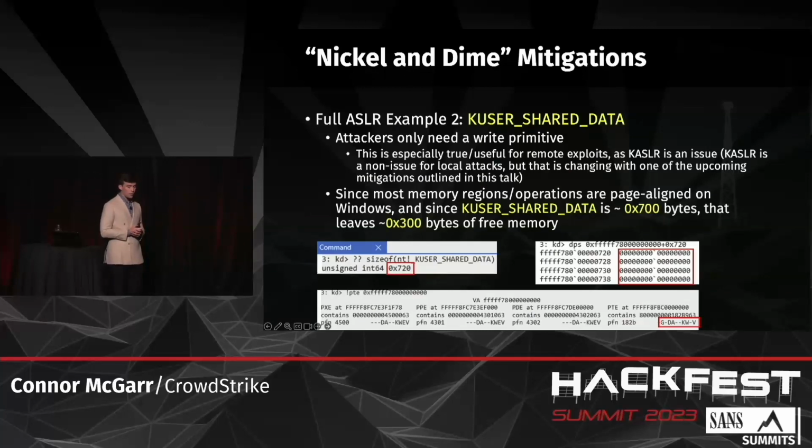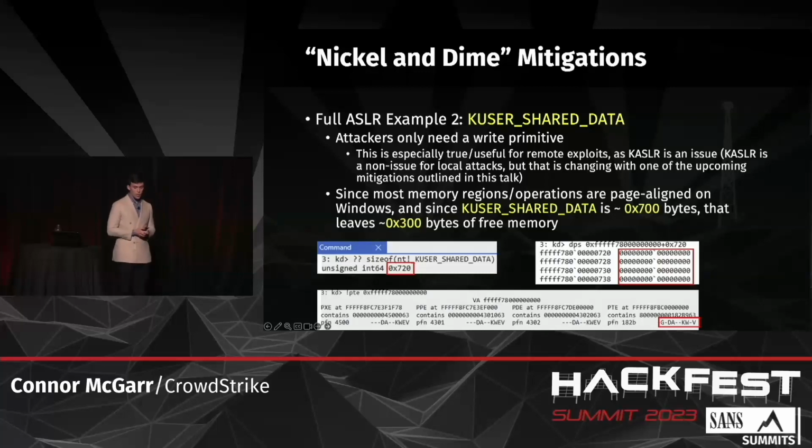So let's think about this from the perspective of a remote attacker. A remote attacker is somehow able to write into kernel memory, but you're a remote attacker. You don't have native code execution on the machine, so you don't know the layout of memory. Well, if you need a place to store your shellcode, KUSER_SHARED_DATA is a wonderful place to do that. It's writable, and most memory operations on Windows are page aligned. So in this case, the KUSER_SHARED_DATA structure is only hex 700 bytes. Well, if a page is hex 1000 bytes, what does that leave? About 300 bytes of uninitialized memory where an attacker can just place shellcode.